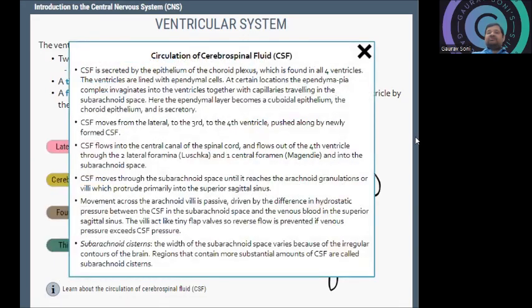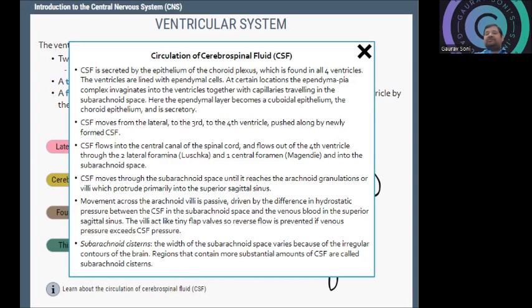Now, if you want to revise something about CSF: CSF is secreted by ependymal cells, a type of epithelium of the choroid plexus, which is found in all four ventricles. They are lined by ependymal cells. At certain locations, the ependyma-pia complex invaginates into the ventricles together with capillaries traveling in the subarachnoid space. Here, the ependymal cell layer becomes a cuboidal epithelium, the choroid epithelium, and becomes secretory.